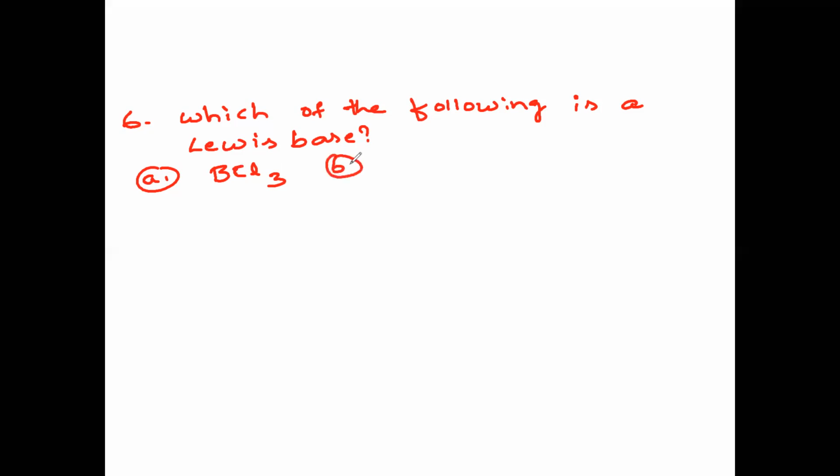Option B, CH4. Option C is ammonia. And option D, it is nitric acid. So the answer for this, you already know, is very, very easy.